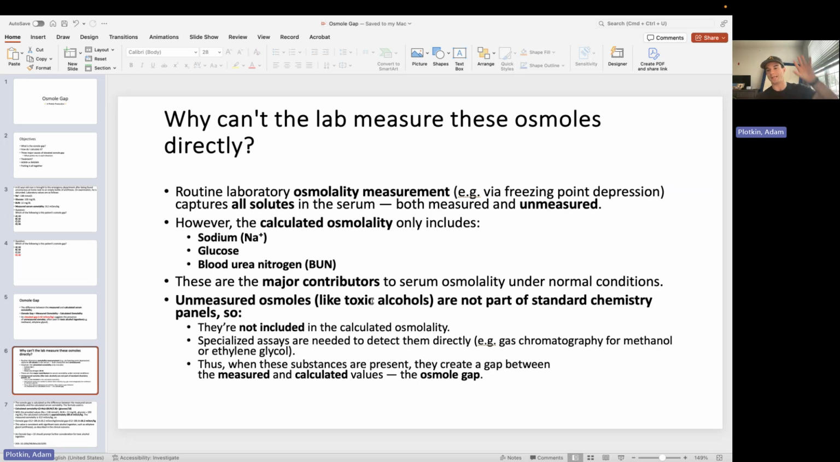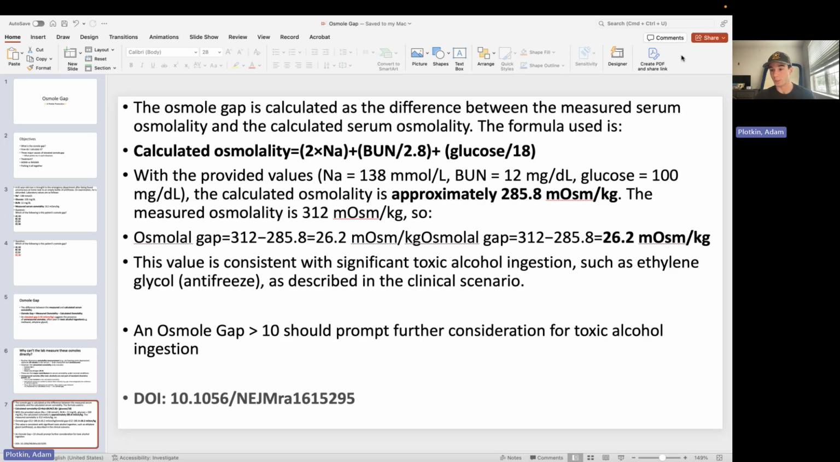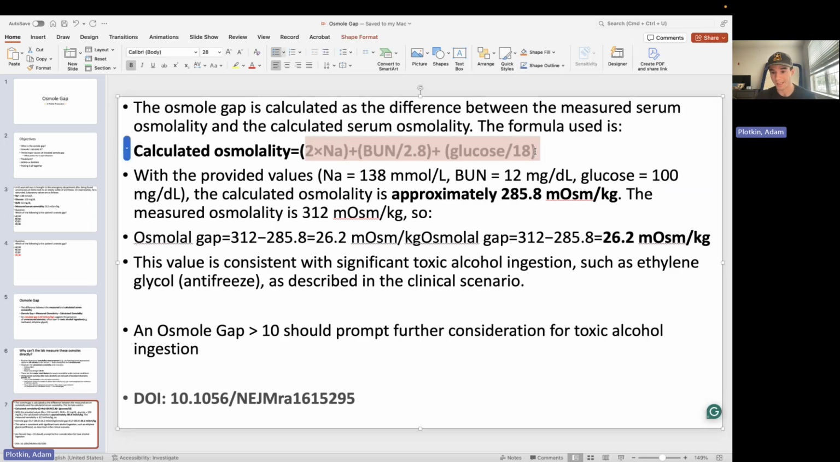Again, we take the lab's measured osmolality, we take our calculated osmolality. If that difference is greater than 10, we're thinking about a toxic alcohol ingestion. The lab can pick up on those unmeasured osmoles. My calculation cannot because it's only accounting for sodium, glucose, BUN. All right, so to look at our case, here's the formula I told you. If you've never heard about this formula before, or you're like, what the heck? Screenshot it, put it onto an Anki card, do it for a week. You'll have it memorized for the rest of your life. Very important equation. There aren't many equations I tell my students to know. This is one of them.